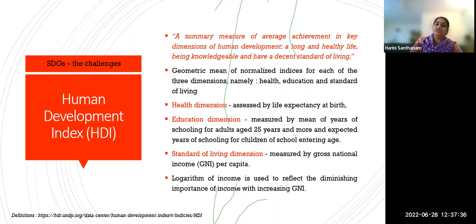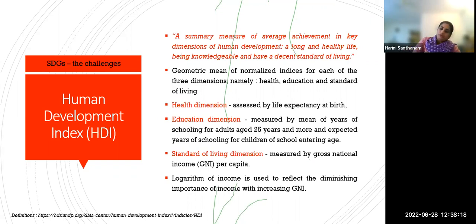The three dimensions mentioned here pertain to health, education, and standard of living. So the first dimension is the health dimension. It is assessed by life expectancy at birth. That is the measure that is used to bring about the health dimension. The education dimension is quantified by means of years of schooling for adults aged 25 and more, and expected years of schooling for children who are entering the school. So these two measures together give the cumulative education dimension. And the third thing is measured as part of the gross national income, or GNI per capita.